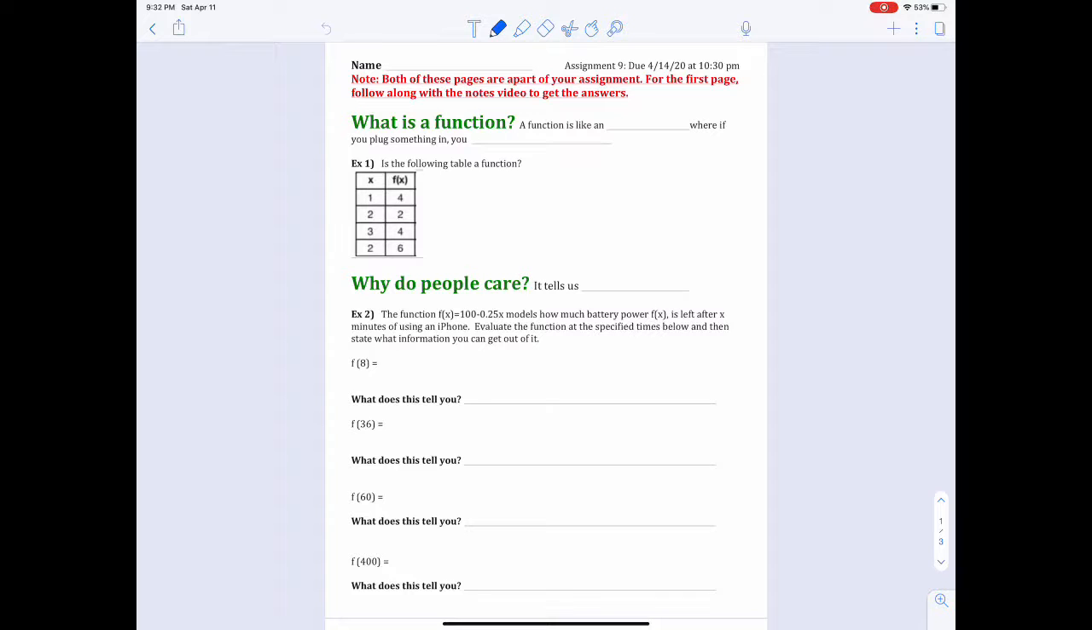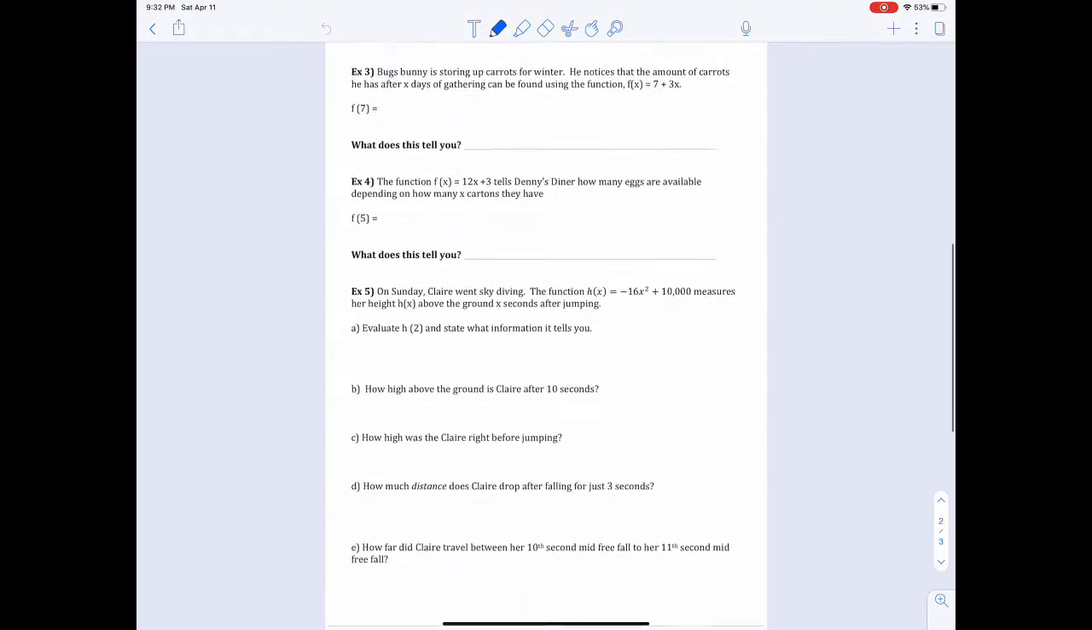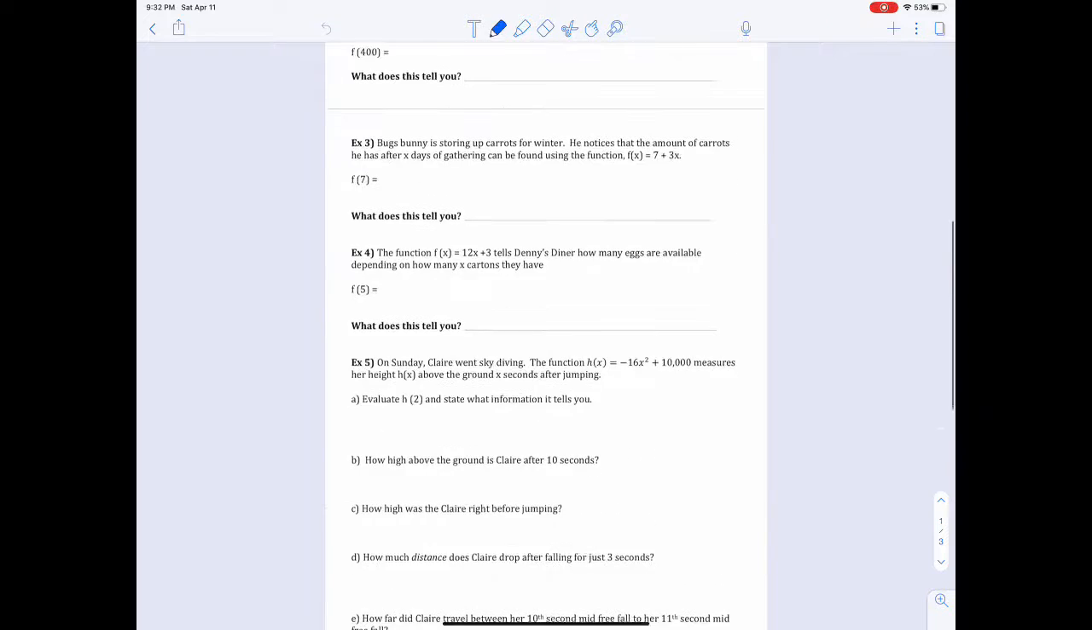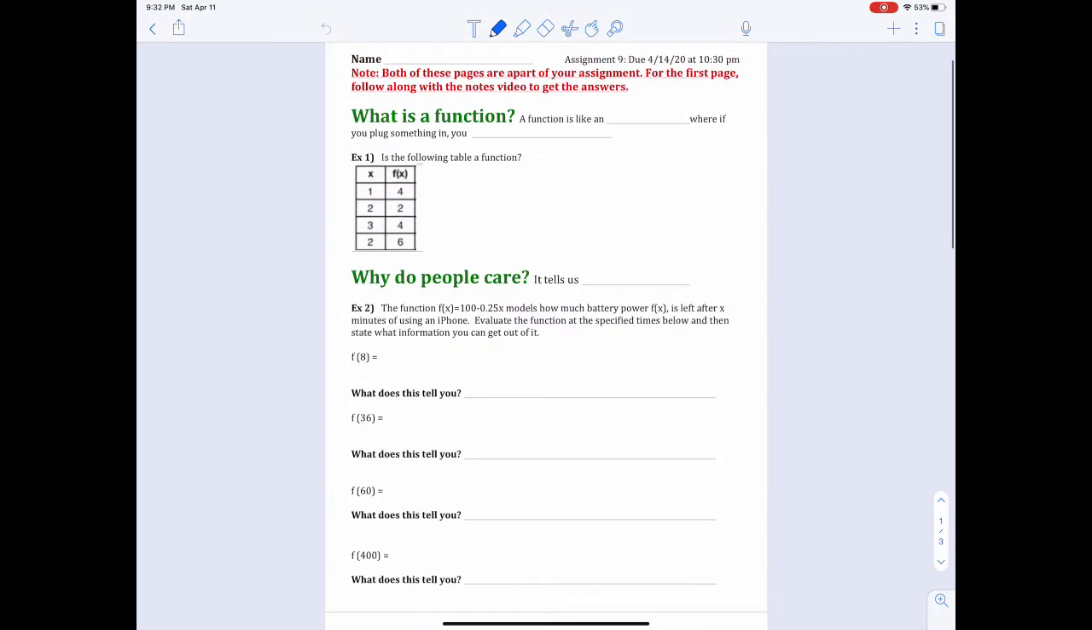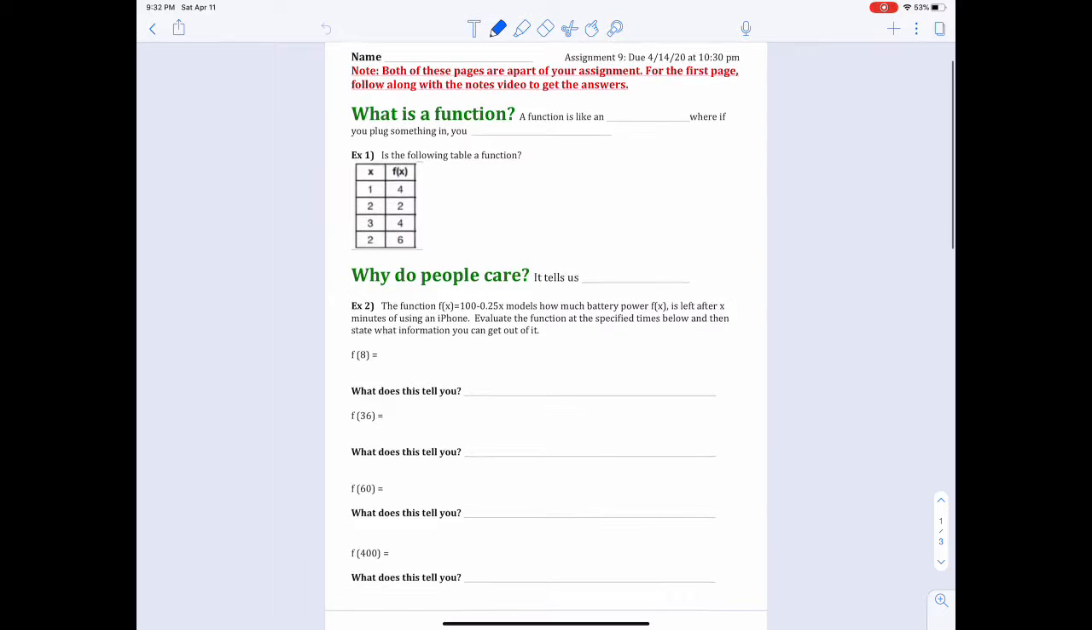So as far as this assignment goes, if we read this part up top, both of these pages are a part of your assignment. For the first page, follow along with the notes video to get the answers. So you're already listening to the notes video right now as the sound waves hit your eardrums. So you're doing that part. I'm just going to walk you through the first part, and then the second page down here is what you guys are going to be responsible for. Again, I can help you on Google Meets. Okay.